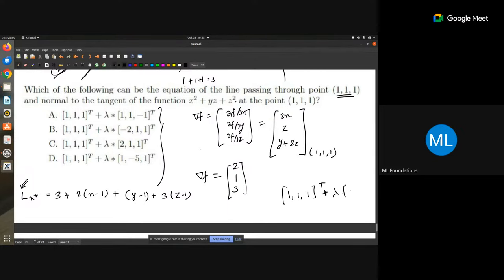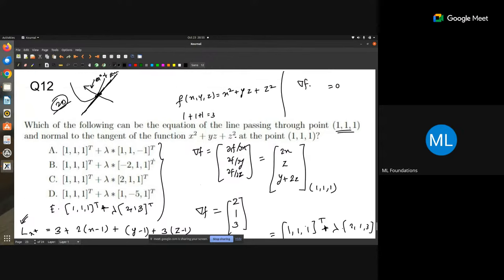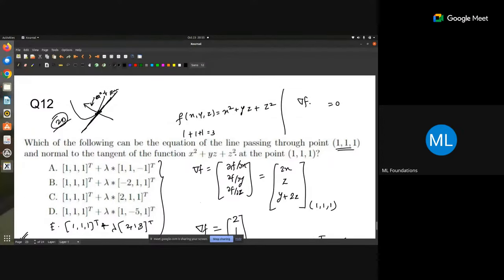Some lambda. So we have to add one more thing here. Right? Is the correct answer. So, why do we add the transpose of (1, 1, 1)? How do you generally find the equation of a line? So lambda is nothing but what actually? Some constant. It's a direction. So you are just multiplying something, so it's a multiple of that thing.